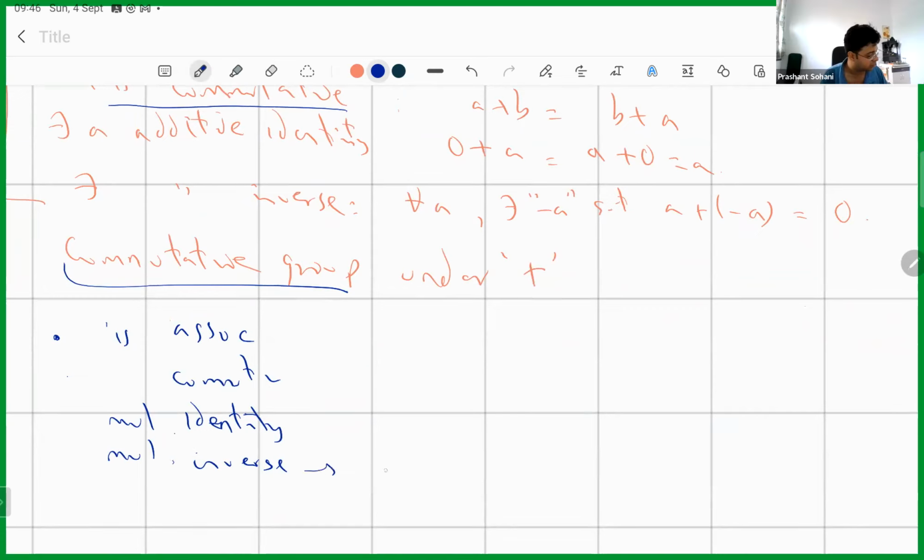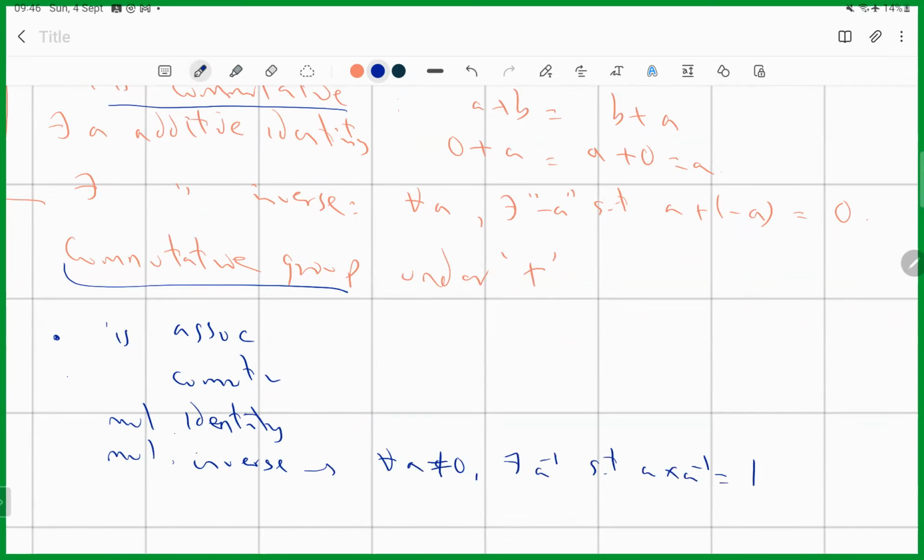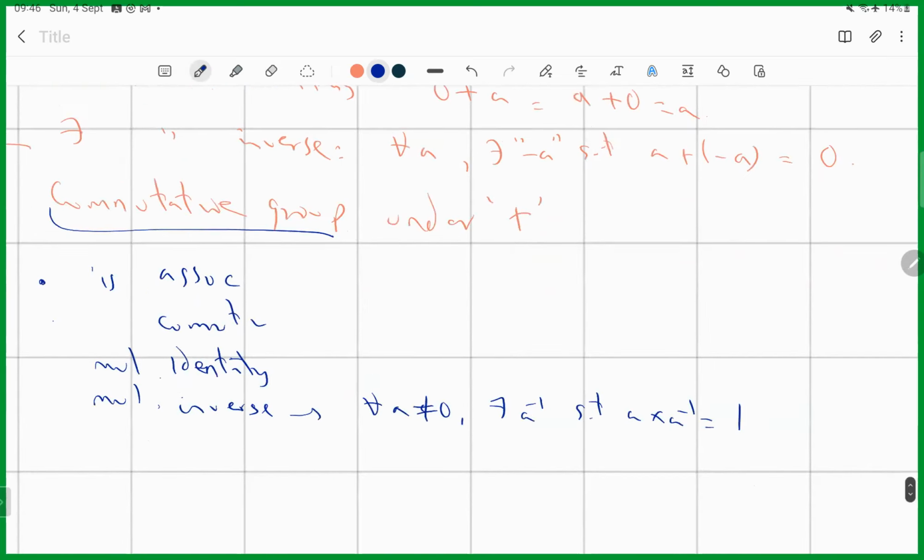So here you are saying that for all A not equal to 0, there exists an inverse such that A times A inverse equals 1. That's what you are saying? Yes, sir. Okay. But I have to take some time and check whether all of these are true for Zn.